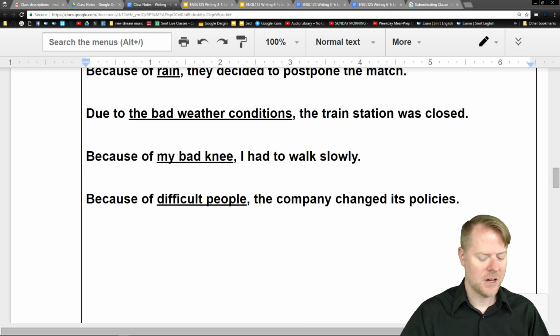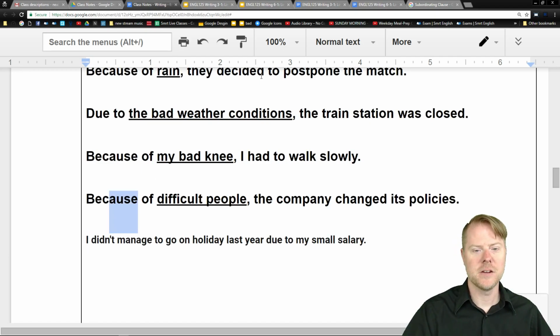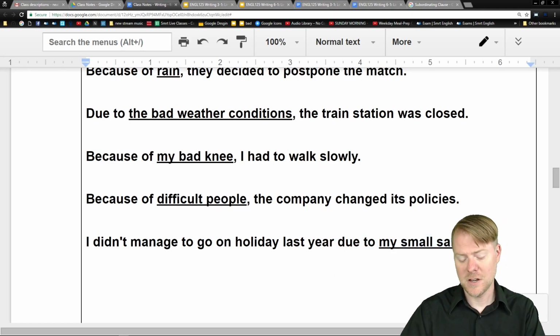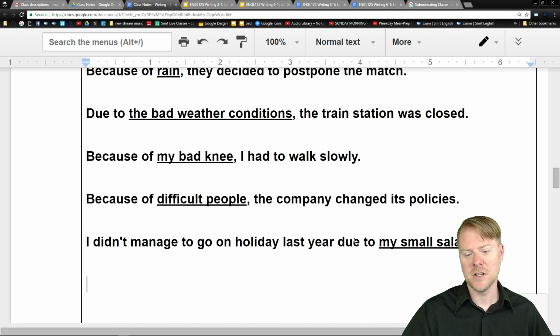Venture, you wrote, I didn't manage to go on holiday last year due to my small salary. That's correct. After due to, you have my small salary, and because your linking device comes in the middle of the sentence, you don't need a comma.